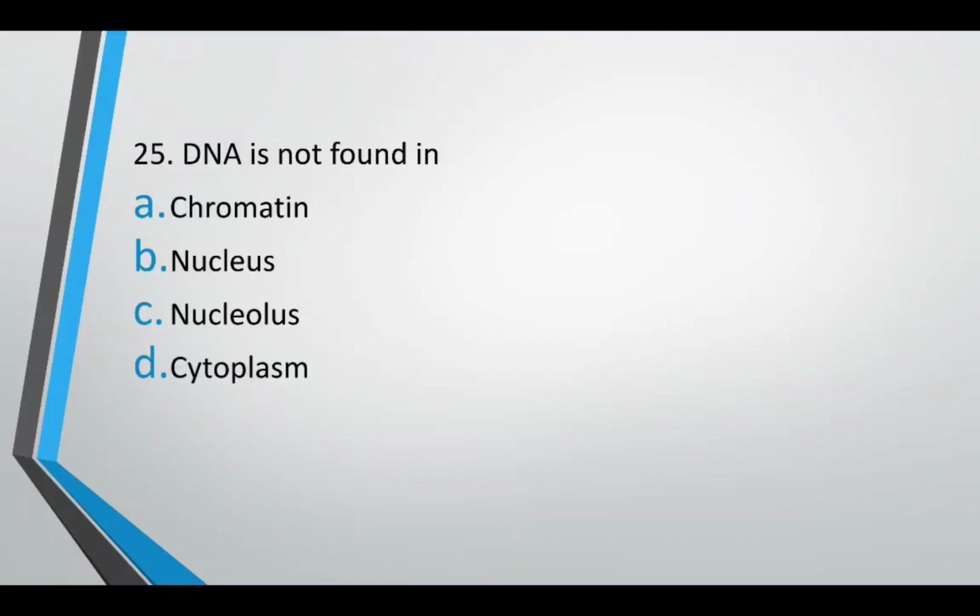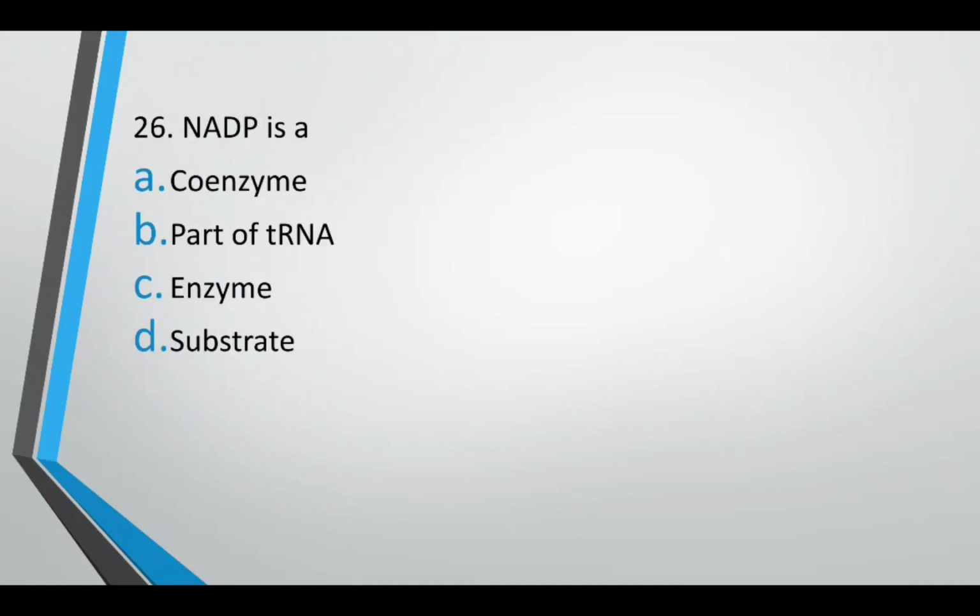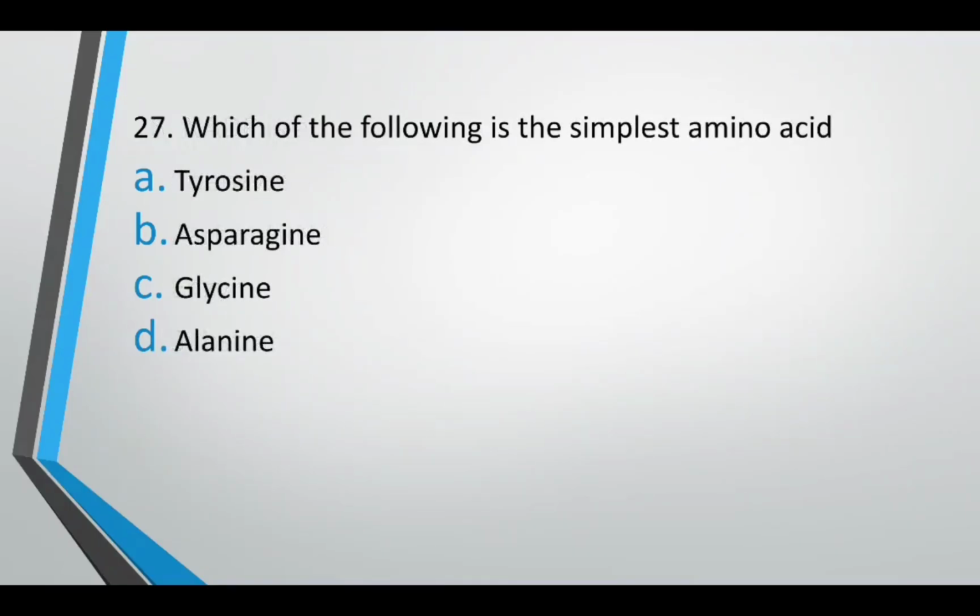DNA is not found in chromatin, nucleus, nucleolus, cytoplasm. The correct answer is option C, nucleolus. NADP is a coenzyme, part of tRNA, enzyme or substrate. Correct answer is option A, it is a coenzyme. Which of the following is the simplest amino acid? Tyrosine, asparagine, glycine, alanine. Correct answer is option C, glycine is the simplest amino acid.